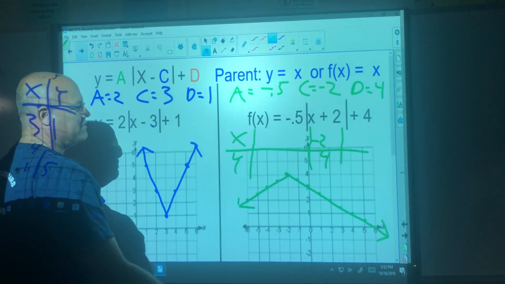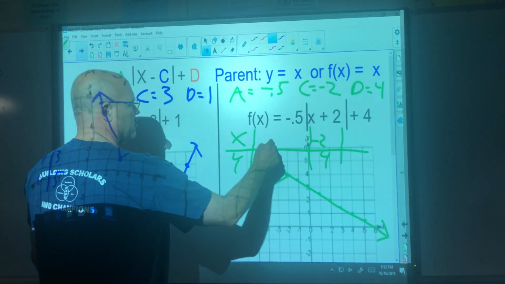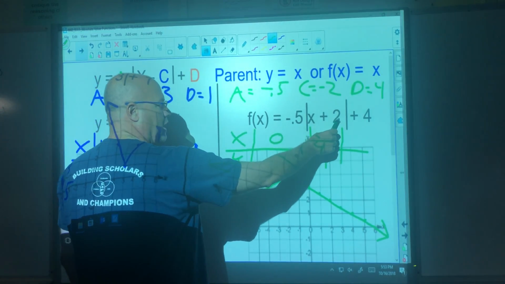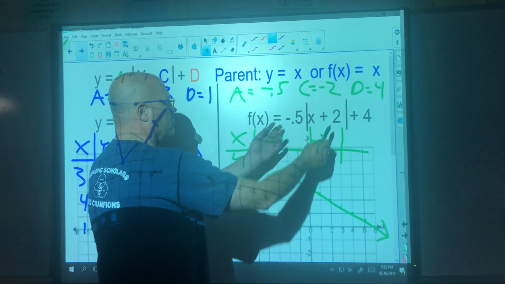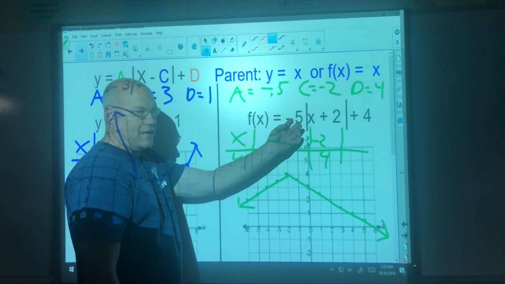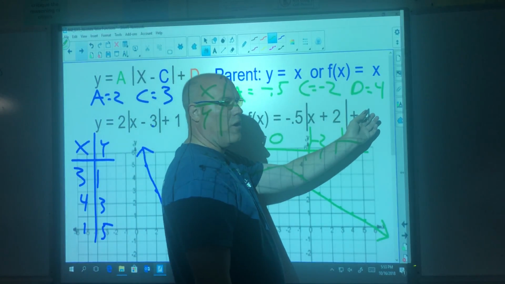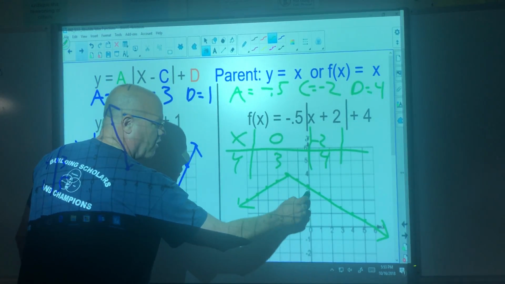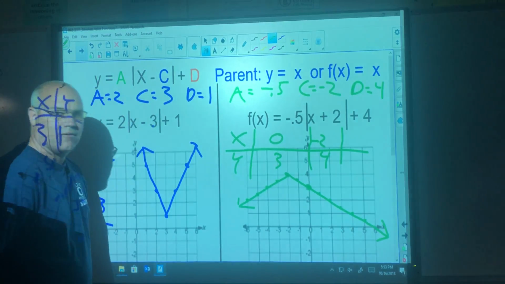If I substitute in, let's just try 0. Substitute 0, I get 2. Absolute value of 2 is 2. 2 times negative 0.5 is negative 1. Negative 1 plus 4 is 3. Oh, 0, 3. There it is.